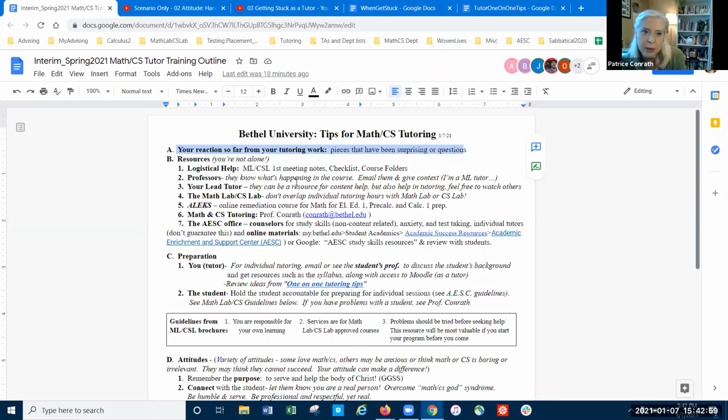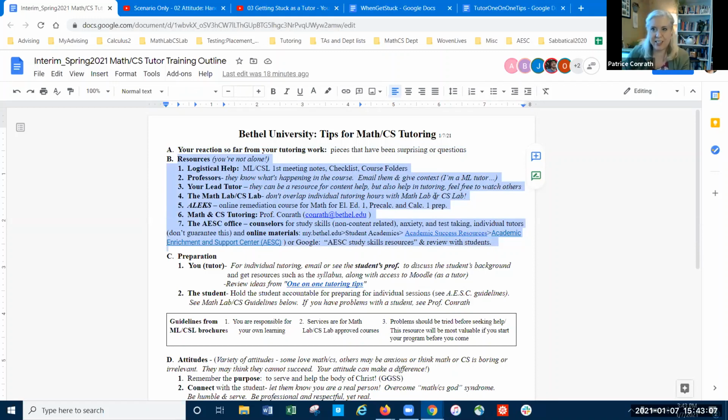The next section is all about resources. And this is just for you to remember, you've got all these different resources. You're not just going in there on your own. You've got a lot of resources that you can either use or recognize that are available and seek help with those.